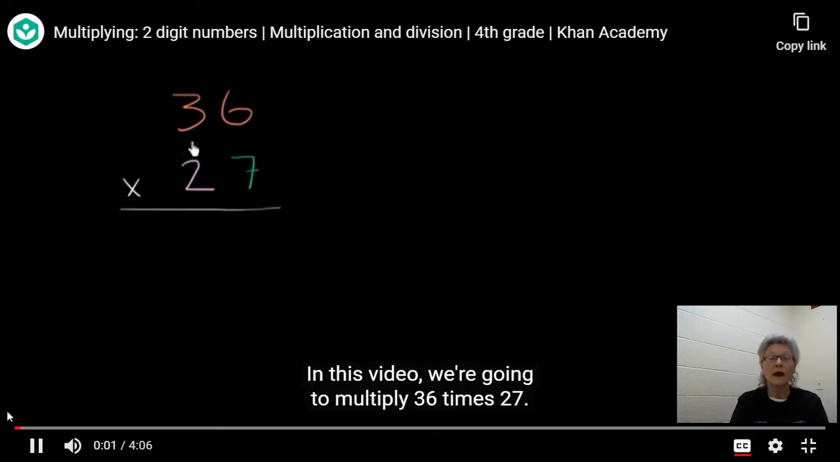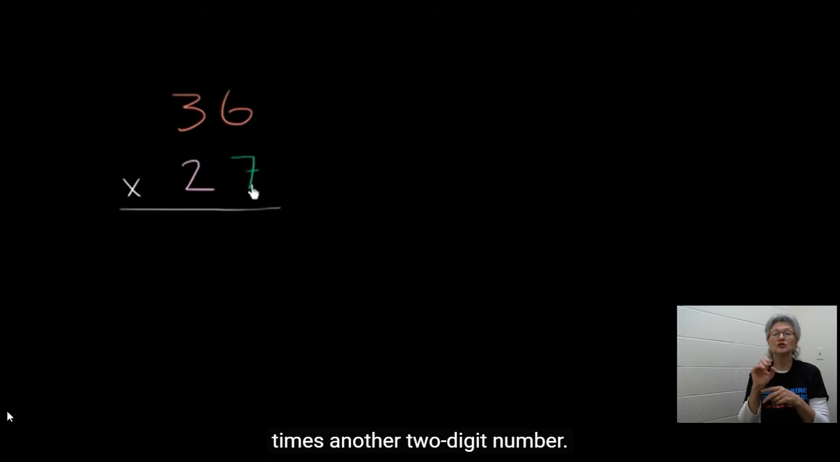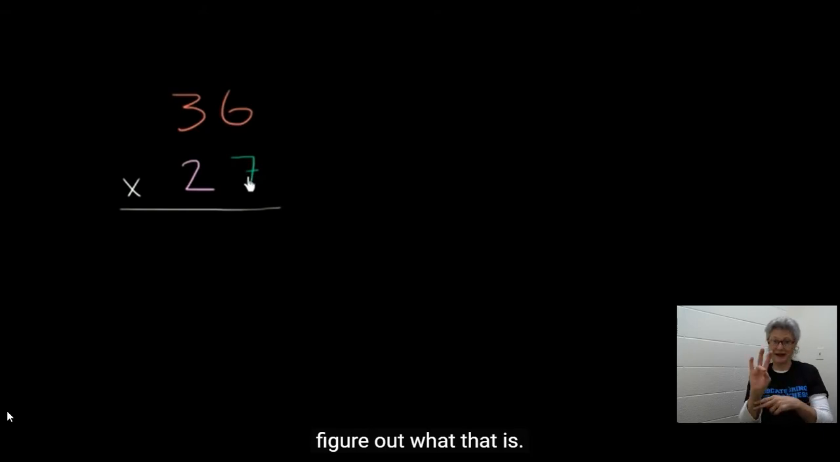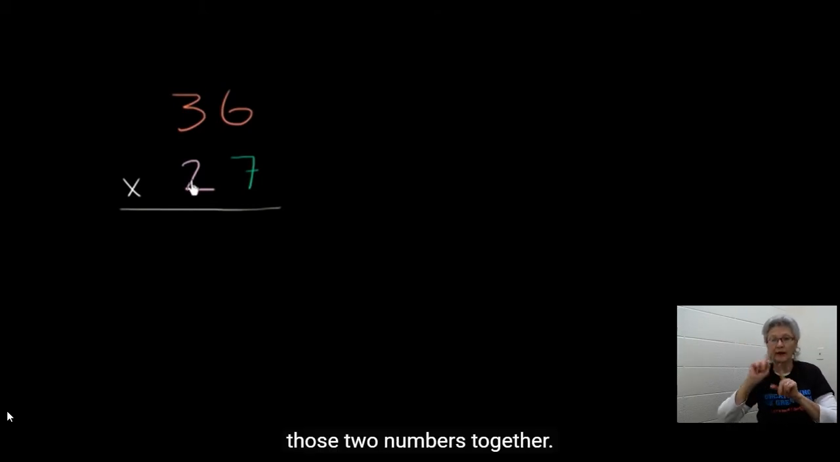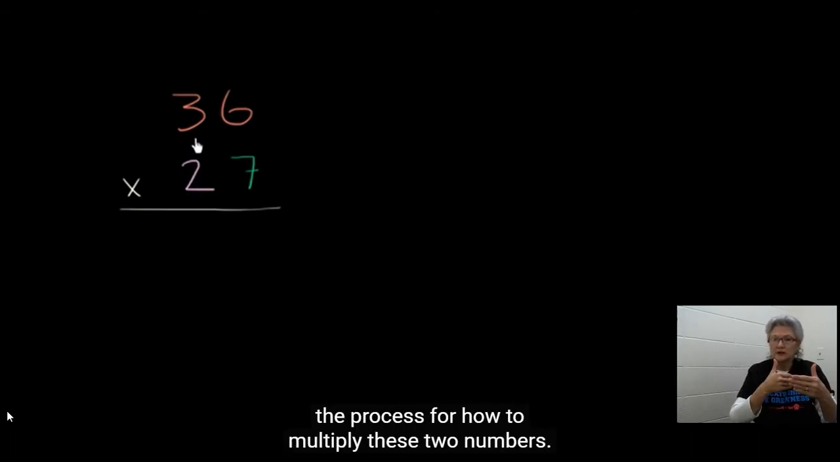In this video, we're going to multiply 36 times 27. So we're multiplying a two-digit number times another two-digit number. And the way that we're going to tackle it is we're going to first multiply 36 times 7, figure out what that is. Then we're going to multiply 36 times 20, figure out what that is, and then add those two numbers together. And what I want to do is first to do this, just show you the process for how to multiply these two numbers.